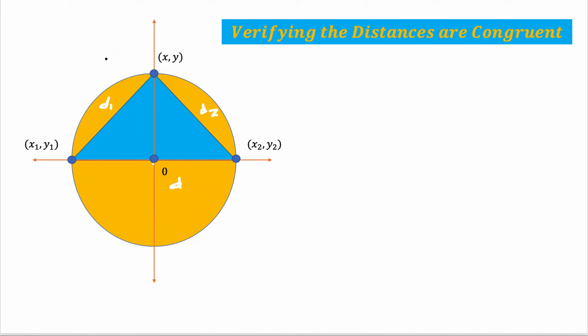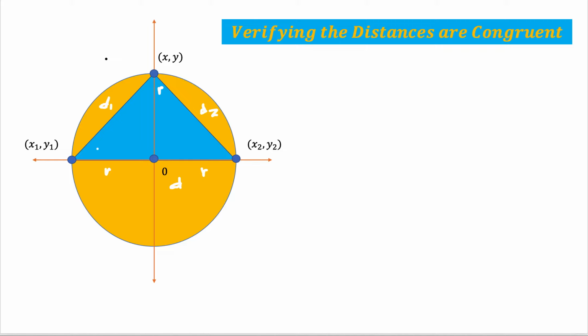But we already know that from O to (x1, y1) is r, so it's a radius. Also the same thing, from O to (x2, y2) is equal to r, a radius. And this distance here from O to (x, y) is r, so it is the radius, so those are equivalent. All these distances are equivalent with each other because all of them are equal to the radius of the circle.